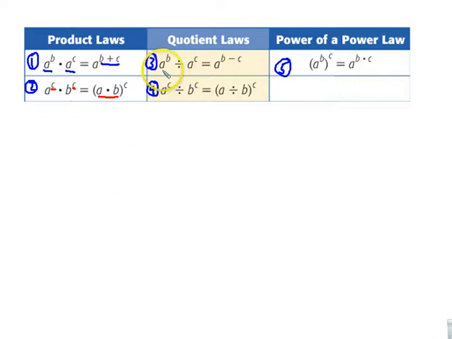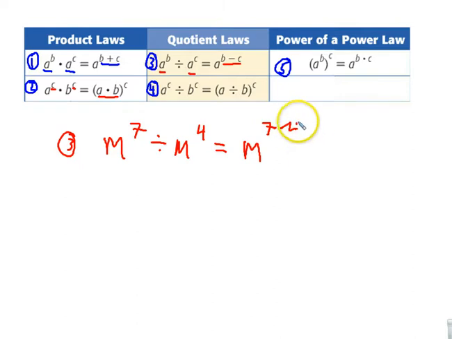Number 3 is now division. This time, bases are the same, we subtract. Okay. So, a pretty basic one right here, m to the 7th divided by m to the 4th. Okay. Bases are the same, so the answer is going to have an m. Do 7 minus 4, m to the 3rd.